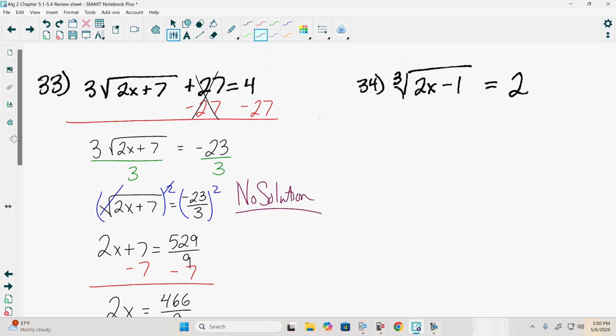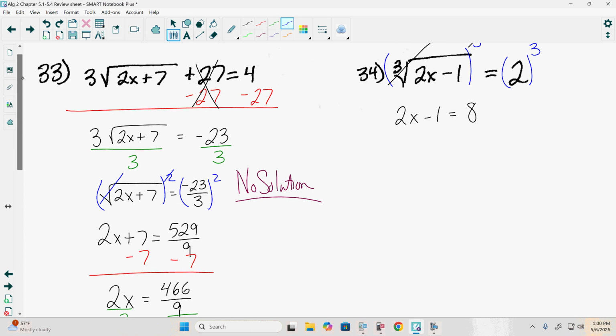For 34, there is one radical, so we need to get it by itself. It is by itself. So we can put both sides to the nth power. In this case, we're going to put it to the third power, because our cubed root and third power will cancel, telling us 2x minus 1 is equal to 2 cubed, or 8.